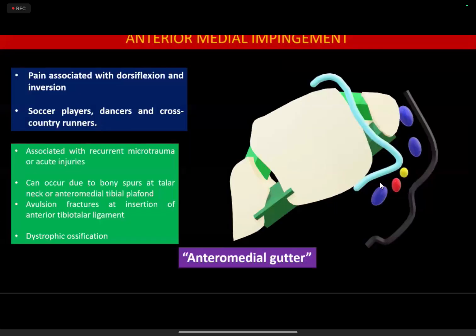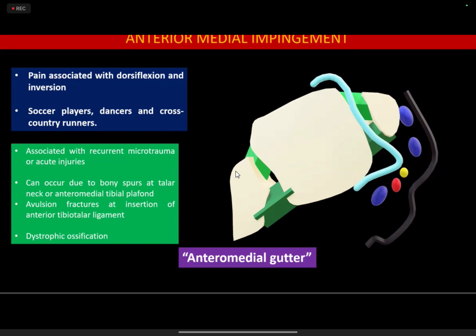A rare type of impingement is anterior medial impingement. Patients usually present with pain during dorsiflexion and inversion. The mechanism is stipulated to be a rare complication of supination injury. It was earlier thought to be due to pronation; however, the recent literature says that it is due to a supination injury. It can be associated with recurrent microtraumas or acute injuries. We can see bony spurs along the talar neck and the anterior medial tibial margin. There might be avulsion fractures and dystrophic ossification.